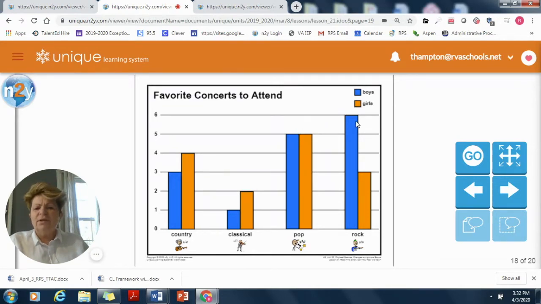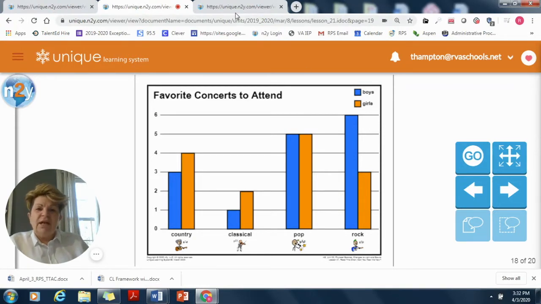Look at this really tall blue line we have here representing boys. Let's see what kind of concert that was. Rock. So we have how many boys liked rock? 6. But we look at girls that liked rock. How many liked rock? How many girls? 3 liked rock. So definitely more boys than girls enjoy going to a rock concert.